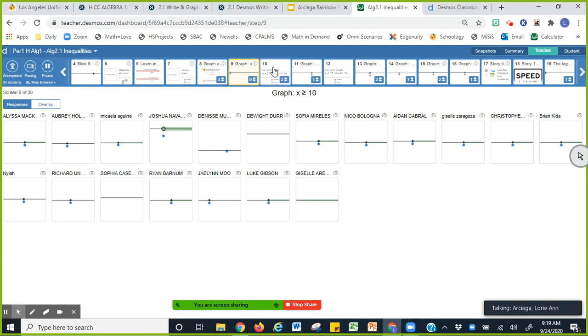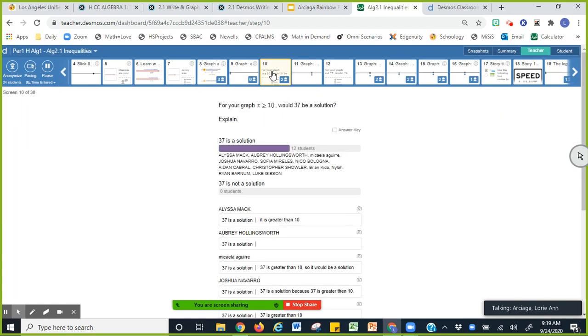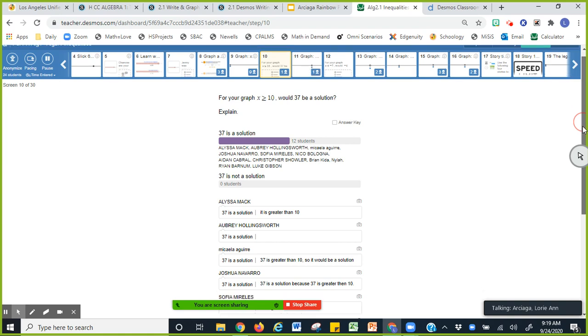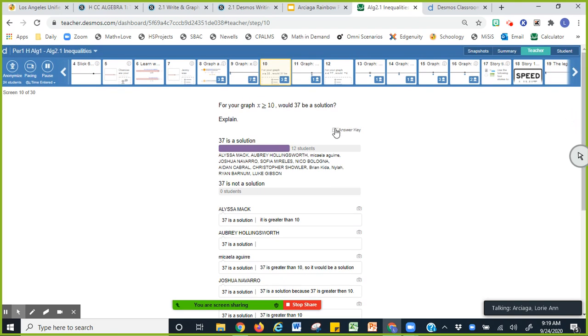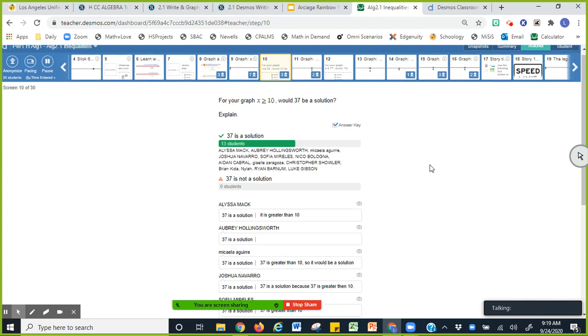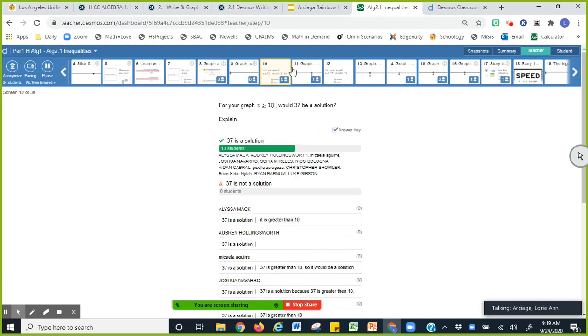So since you want the numbers that are greater than 10, sometimes it's better to identify numbers first that would fit into the inequality so we can be sure. So for this graph, would 37 be a solution? And definitely you guys are right. Okay, great job.